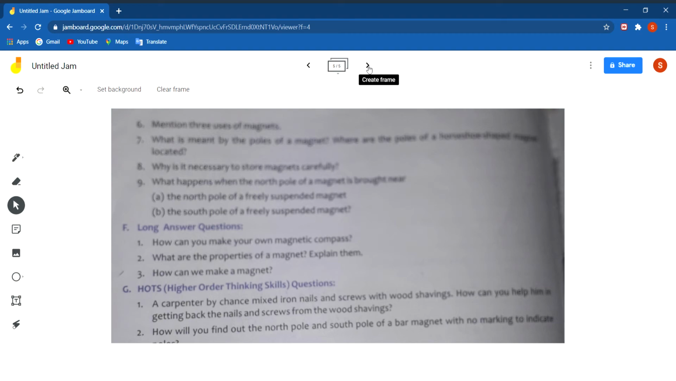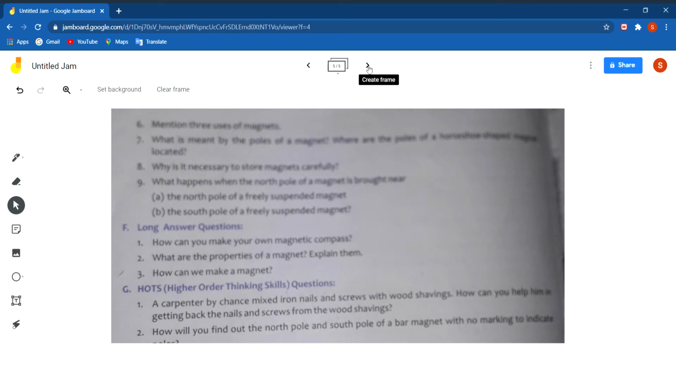Then what happens when the north pole of a magnet is brought near the north pole of a freely suspended magnet? You know that like poles always repel each other. So both the magnets will repel each other. Then when the north pole is brought near the south pole of a freely suspended magnet, they are unlike poles, so attraction will happen and both magnets will attract each other.